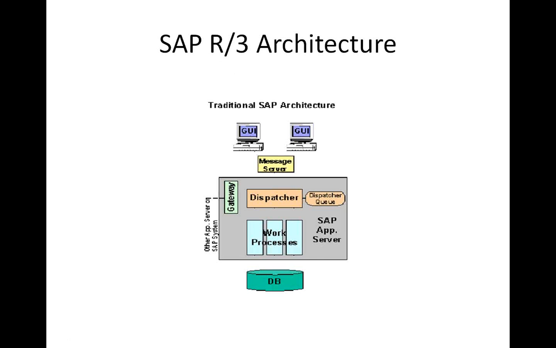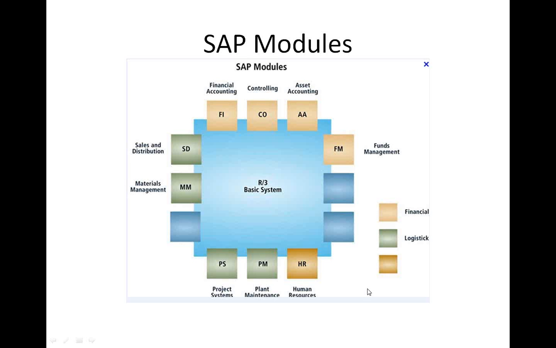Application server acts as the interface between the presentation server and the database server. So we will discuss all the dispatcher and work process, dispatcher queue, these are all those things in the ABAP. Okay. So in the SAP we are having different modules. We discussed the modules before at the time of ERP. So in the SAP what are the different types of modules?